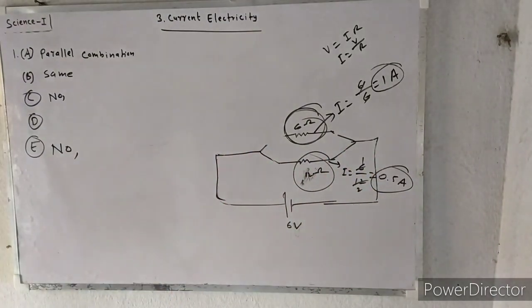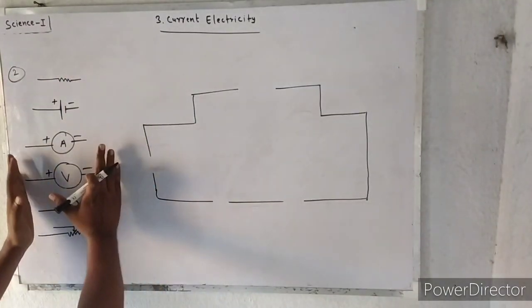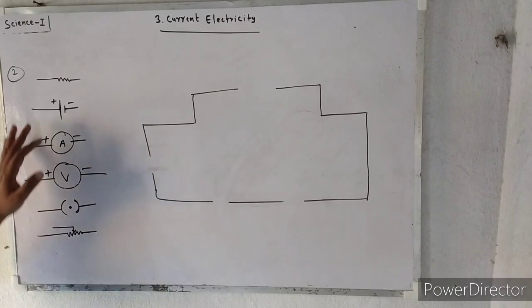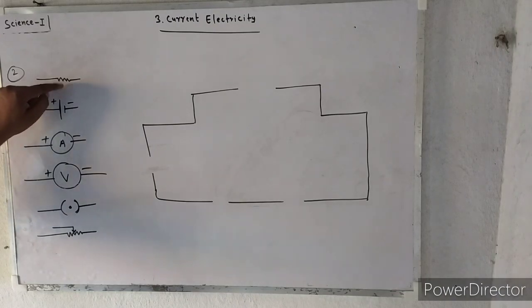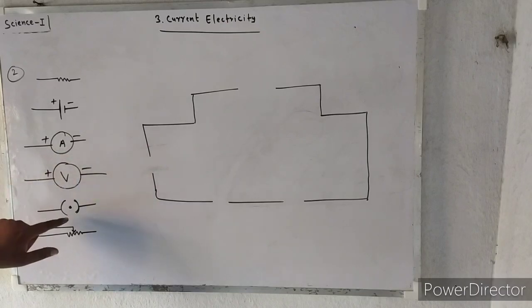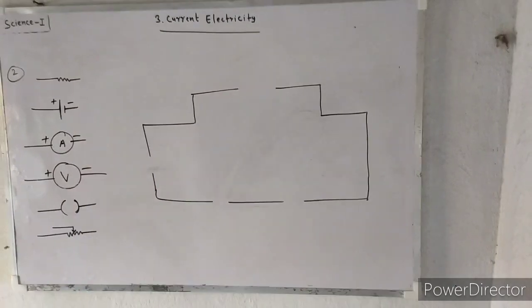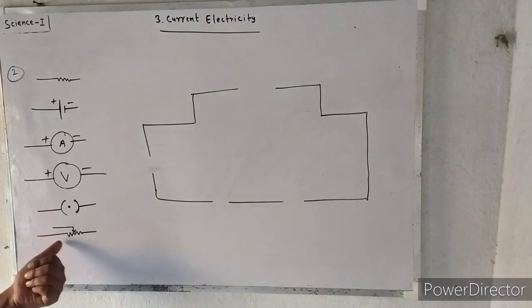Okay. Question number 2. One diagram is given. You have to arrange. Actually, these are all symbolic representations of different electrical components. This is the symbol of resistance, cell, ammeter, voltmeter. This is a switch, an on-off switch, and this switch is on because there is a dot. If you remove the dot, the switch is off. But in your textbook, the on switch is given. This is a variable resistor.